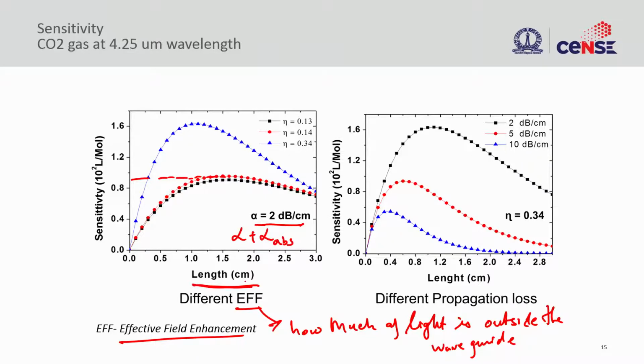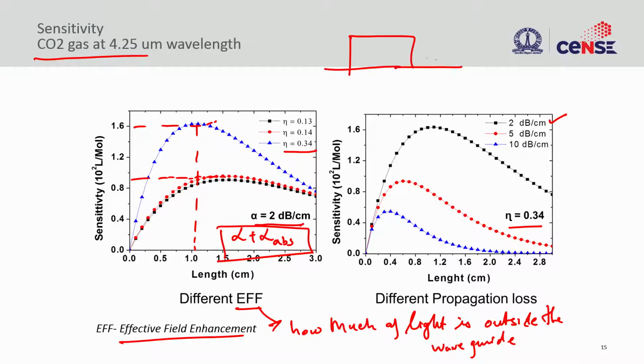You can see here the lengths are in centimeters, rather small structures. So, when you have a field fraction of more than 30 percent out, then you can get very high sensitivity for a very small length. We are talking about only 1 centimeter length, okay, and this is done for carbon dioxide gas. And what if we take the maximum sensitivity and look at the loss of these waveguides alone. So, obviously, you want low loss waveguides, because as I mentioned, your total loss is the base loss, that is the waveguide loss, plus the absorption loss, right.